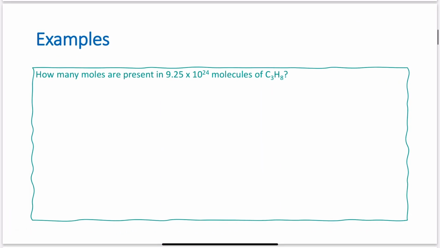Okay, let's do some simple conversions with moles. How many moles are present in 9.25 times 10 to the 24th molecules of C3H8? Remember that 1 mole is equal to 6.022 times 10 to the 23rd of whatever that species is. A mole is the SI unit for number of entities, number of things I have. It's like if I say I have a dozen of something, I have 12. If I have a mole of something, I have 6.022 times 10 to the 23rd of that thing.